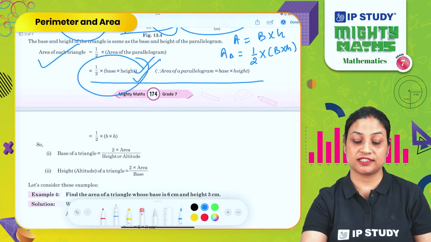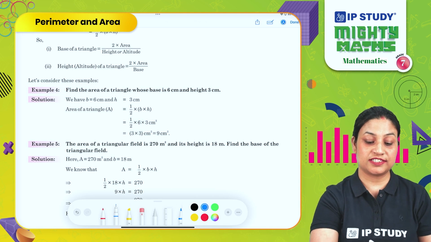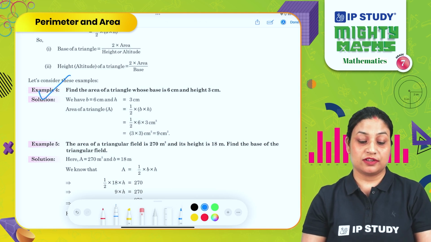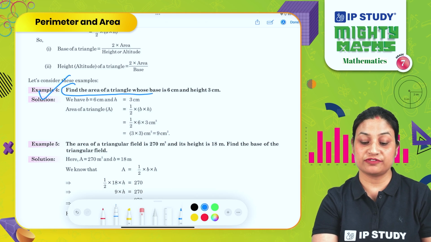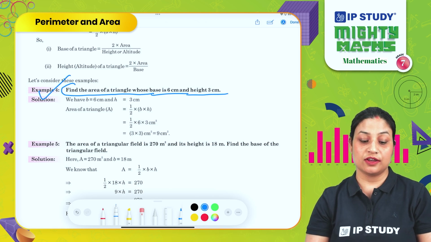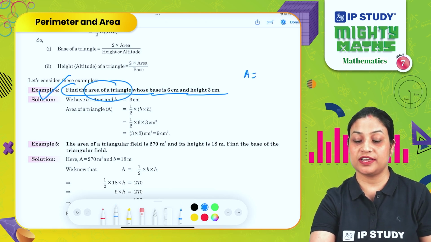So let's take some examples. Let's check how to use this formula. So let's take example number 4. Let's read the question together. It is saying: find the area of a triangle whose base is 6 centimeter and height is 3 centimeter, right? So what we have to find out? Area of triangle. We have to calculate the area.